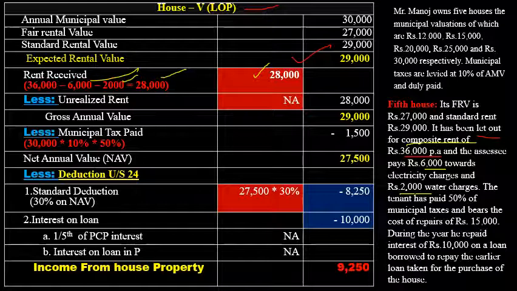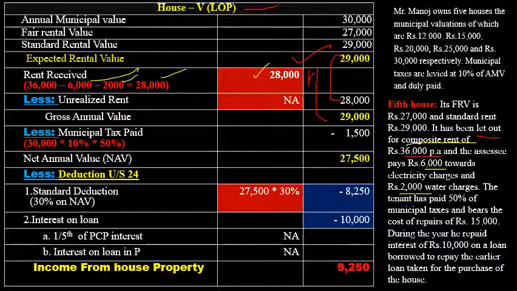Next, gross annual value. The gross annual value for the fifth house is 29,000. How? Expected rental value or rent received, whichever is the highest. Here there is no vacancy period and no unrealized rent. So expected rental value or rent received, whichever is higher, is the gross annual value. So this is the first clause of gross annual value.